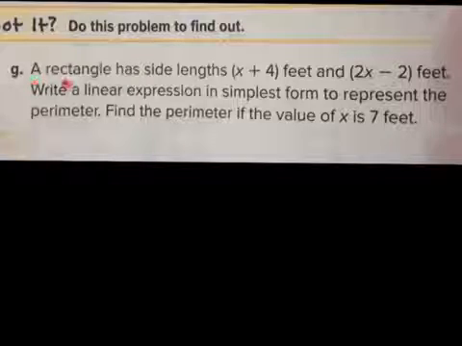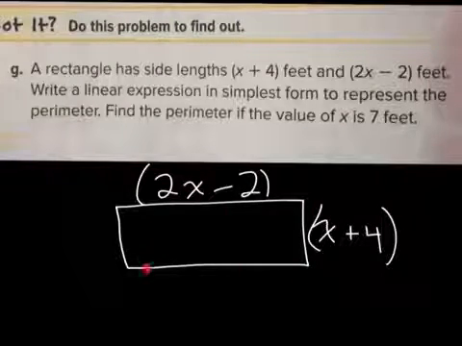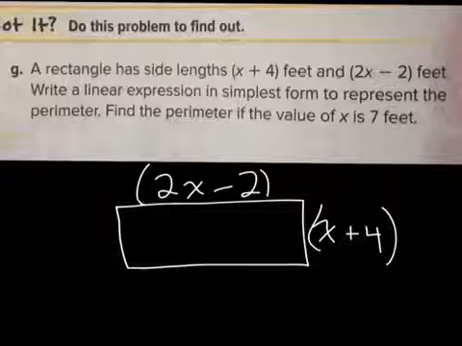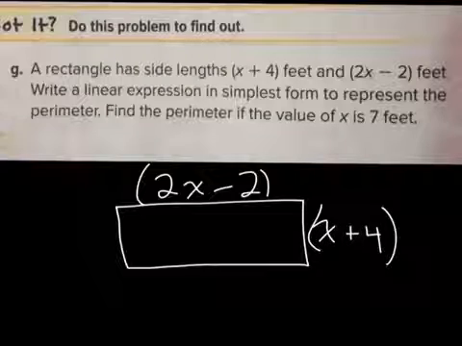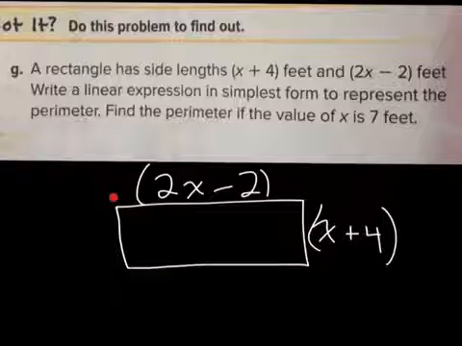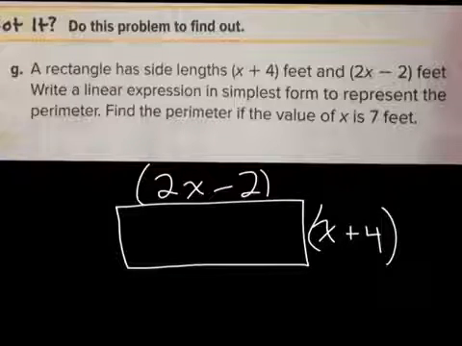Let's try this example together. A rectangle has side lengths x plus 4 feet and 2x minus 2 feet. So it looks like this. This is not to scale obviously, but I wanted to give you a visual that it has sides of x plus 4, so one there and one there, and 2x minus 2 there and there. Write a linear expression in simplest form to represent the perimeter. The perimeter will be this plus this plus this plus this. So this 2 times and this 2 times, right? Find the perimeter if the value of x is 7 feet.